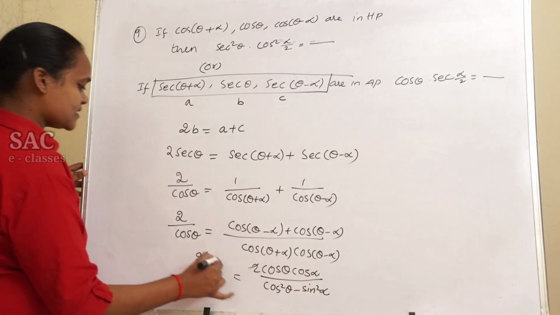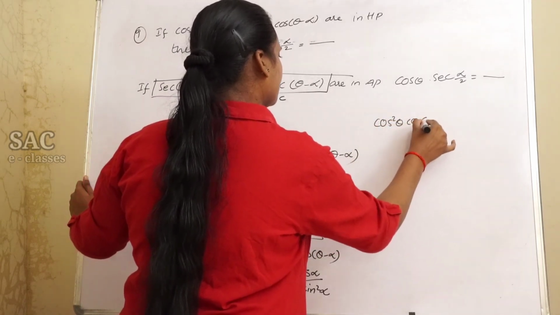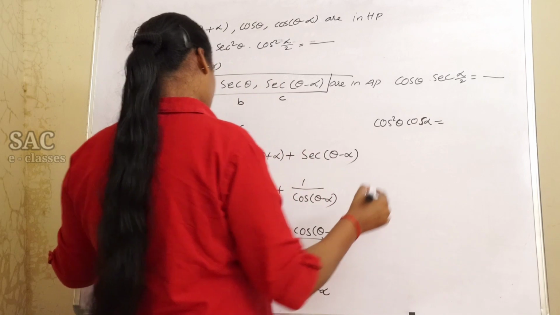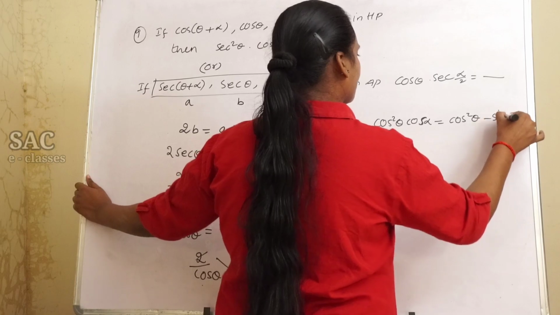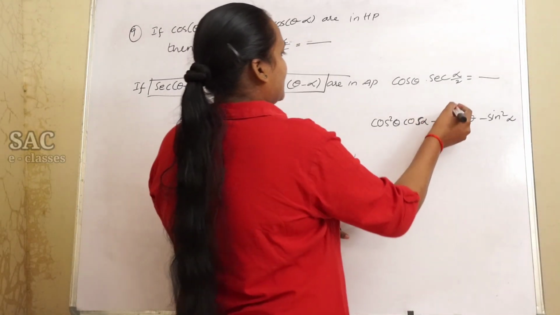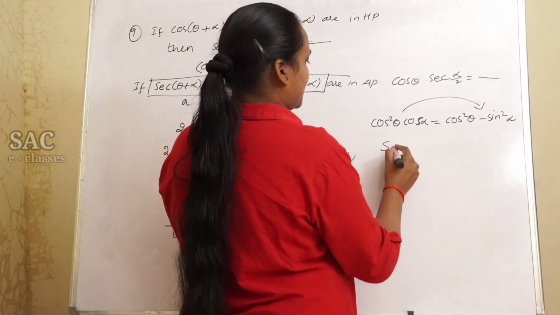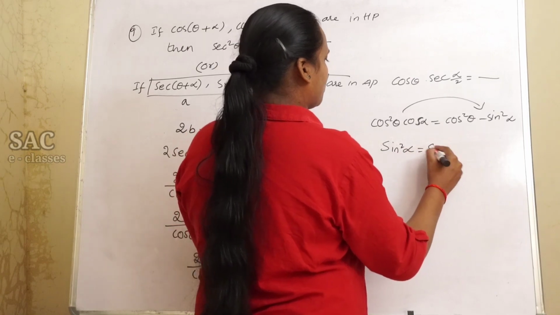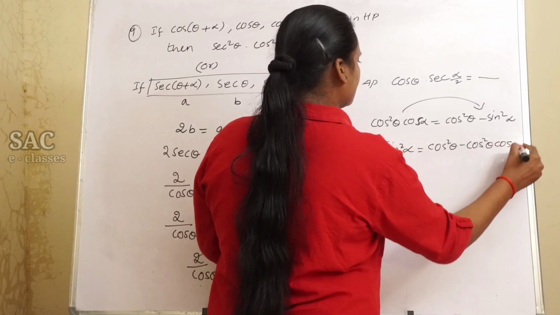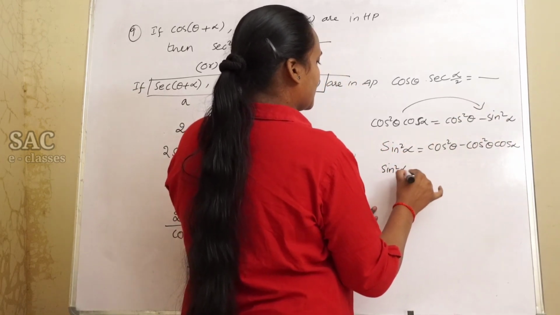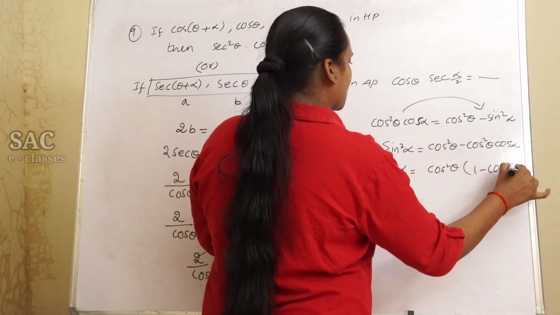2 and 2 getting cancelled, do cross multiplication. Cos square theta cos alpha is equal to cos square theta minus sin square alpha. Now let us make cos square theta terms on one side and sin square alpha on the other side. Then sin square alpha is equal to cos square theta minus cos square theta cos alpha. Then sin square alpha is equal to, taking cos square theta common, cos square theta into 1 minus cos alpha.